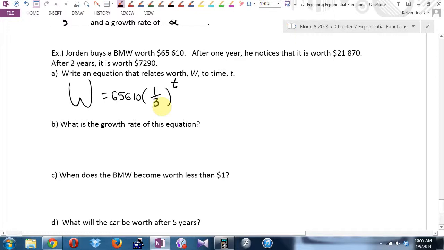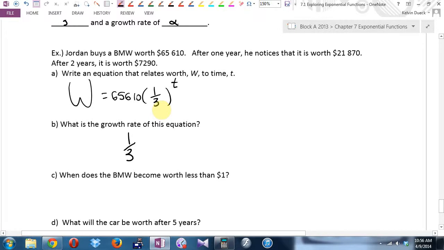So what's the growth rate? 1/3. You're losing 2/3 of your value every year. You're keeping 1/3 of your value every year, which is about what a car does, depressingly. Go that divided by that, you get 3. But you divided, you didn't times. So timesing by 1/3, that's the same as dividing by 3. Is that okay? Yeah?